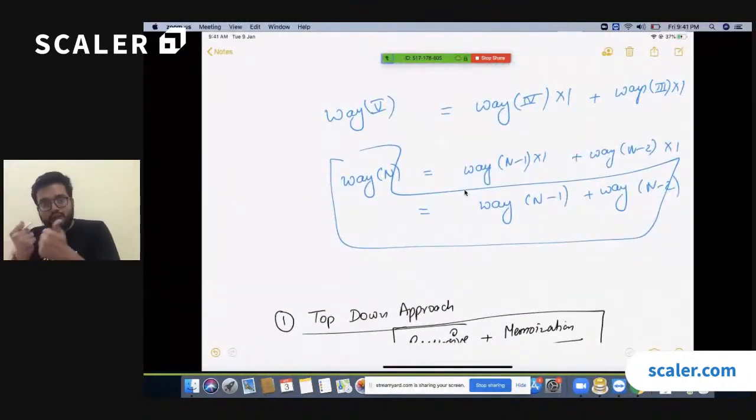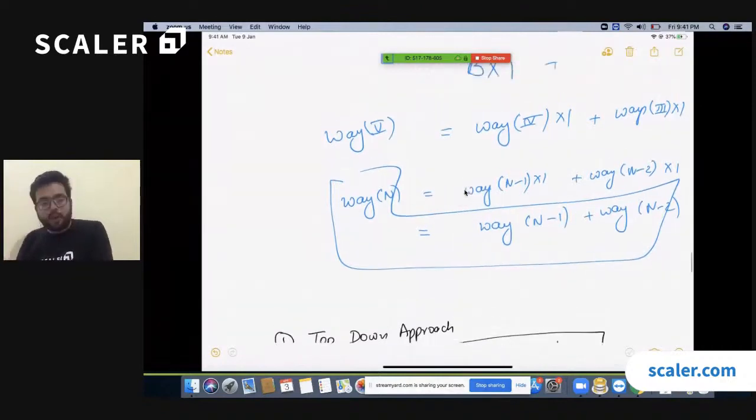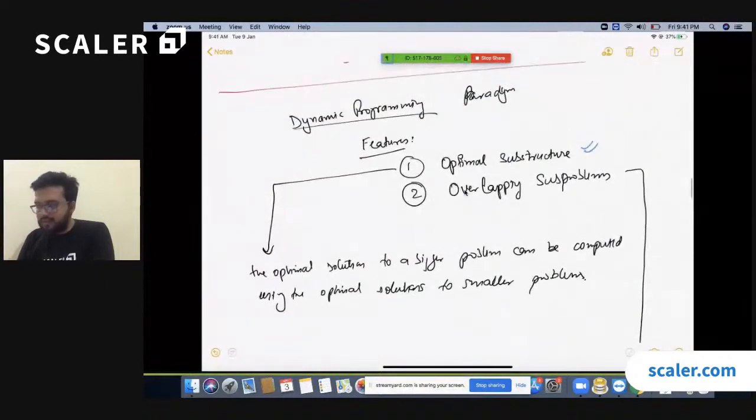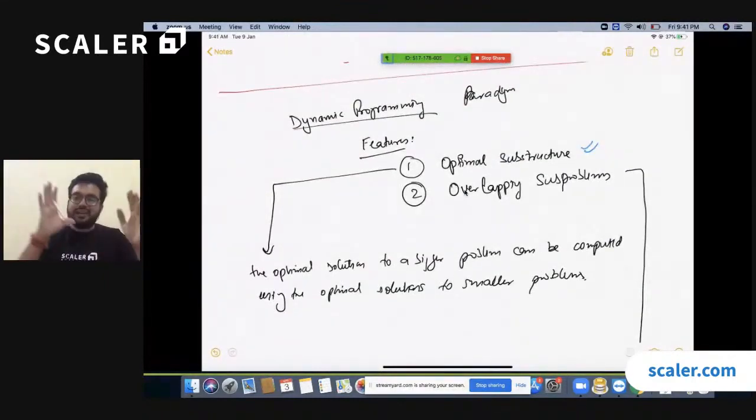Before that, we made sure that all of us understand that DP problems show the feature of optimal substructure, that is a bigger problem being divided into smaller problems, and utilizing the answers to smaller problems to solve the bigger problem. This is the first feature that problems being solved using the dynamic programming paradigm should have.